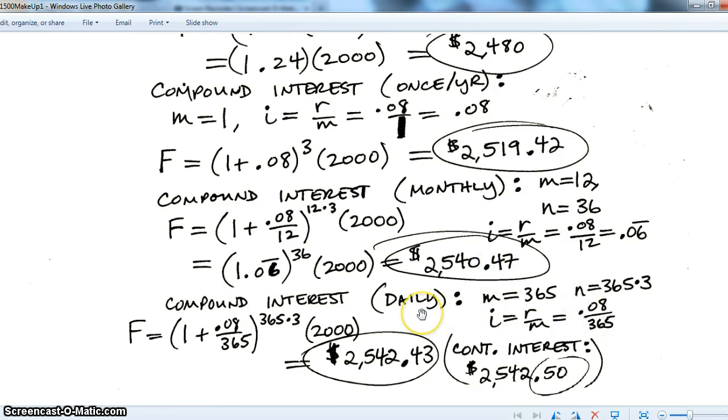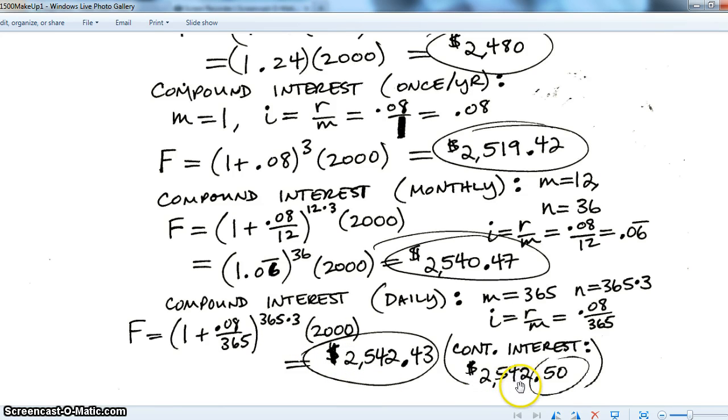If you compound daily, take m to be 365, 365 times 3, so 1,000-something days, and you chop up the 8% into 365 equal pieces. You might think you make a lot more, but look, it's only about $2 more. So 1 plus 0.08 over 365 to the 365 times 3 only gives you about $2 more.